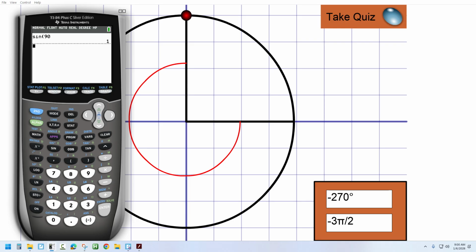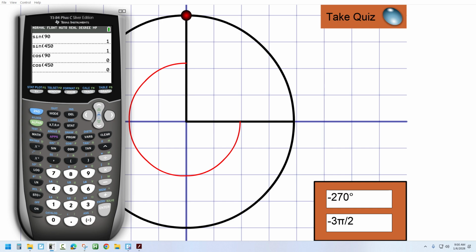What do you get if you add 360 to 90? 450. Let me take the sine of 450. How does that compare to the sine of 90? Same. They're the same. Let's try a different trig function, one called cosine. Cosine of 90 is 0. Let's try cosine of 450. 0.